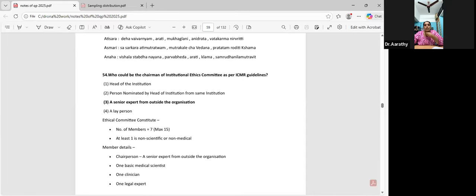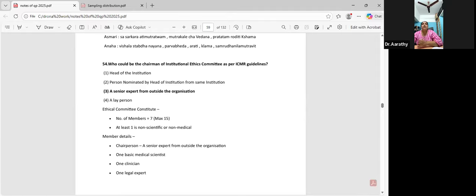Now, 54th question, who could be the chairman of the Institutional Ethics Committee as per ICMR guidelines? So, Institutional Ethics Committee: when you all get admission this year, 2026 AIAPGET, you will be going to the colleges, and there your colleges might have an Institutional Ethics Committee. The function of this committee is to scrutinize your thesis works, your thesis proposals, and to let you know if it is feasible, if it is ethical, if it is conductable, and they will be sending it to the university or the higher body to get the approval.